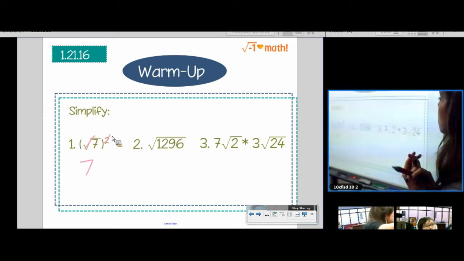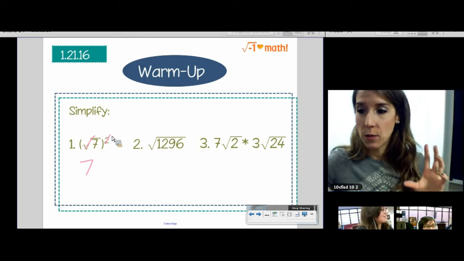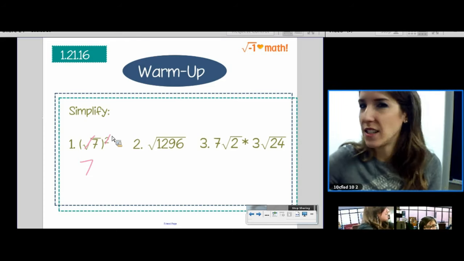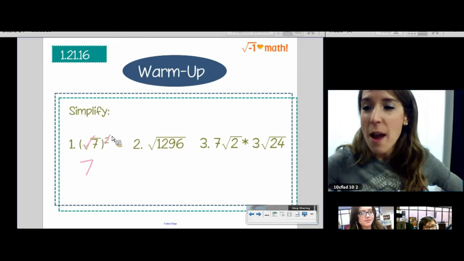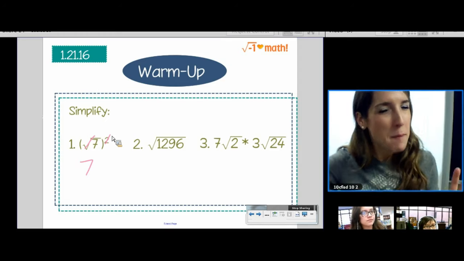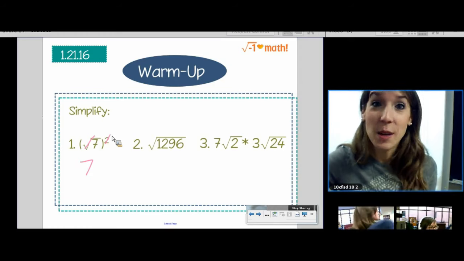Number 2. What I recommend on number 2 is that when the radicand is a large number, like in the thousands, and you don't recognize necessarily if it's a perfect square or what perfect squares go into it, I recommend just trying it out. Put it in your calculator and just see. Maybe it really is a perfect square. And in this case, on number 2, that is a perfect square.